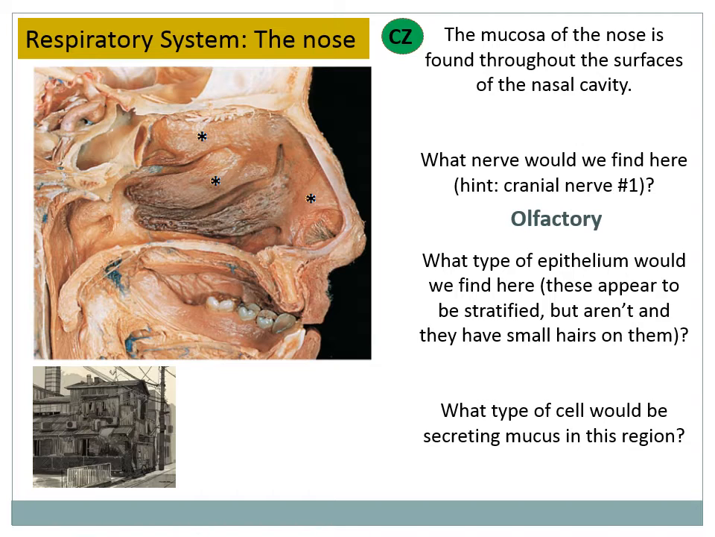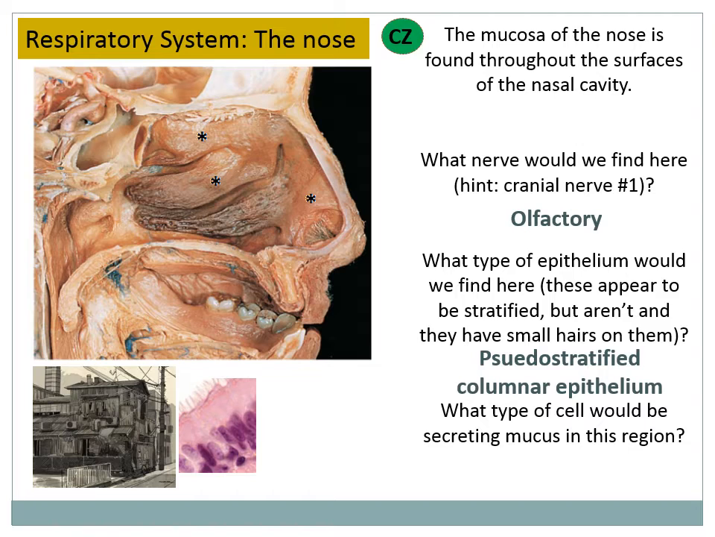What type of epithelium would we find here? So this type of epithelium, it appears to be stratified, but it isn't. And they also have little hairs on them. I'll give you another hint. Here's a picture of it. So what type of epithelium is that? Yep, it appears to be stratified, but it isn't. So remember, pseudo means fake. This is pseudo-stratified columnar epithelium.